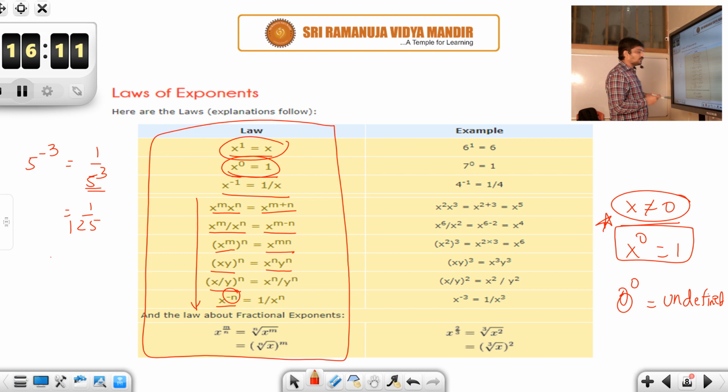So let's look at some examples. Till now, do you have any doubts in understanding these laws? Are you comfortable with these laws?